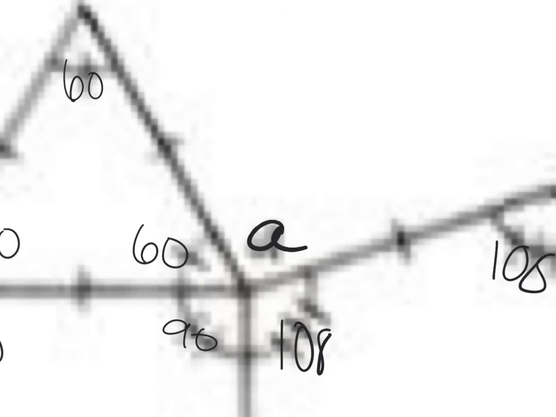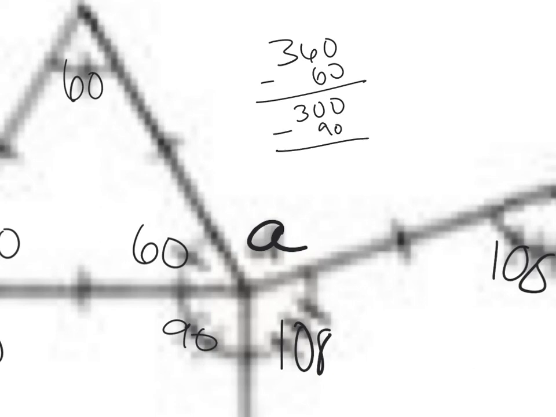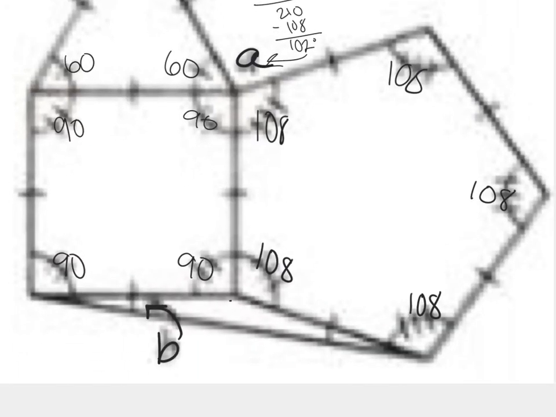To figure out A then, I just need to subtract from 360. So 360 minus 60, I'm at 300, minus 90, I'm at 210, minus 108, I'm at 102 degrees for A. Following that same strategy, I'm going to actually find that angle first. So I've got 360 minus the 90 is 270, minus 108 will be 162.